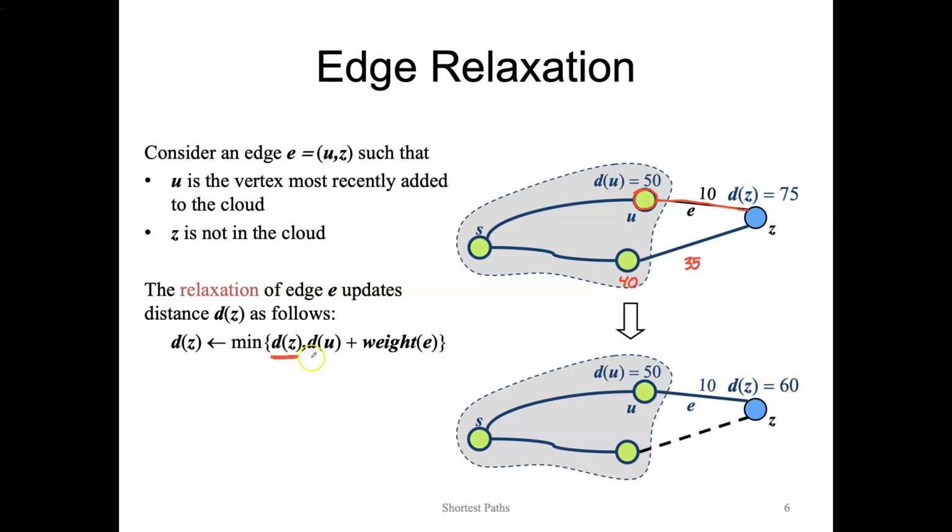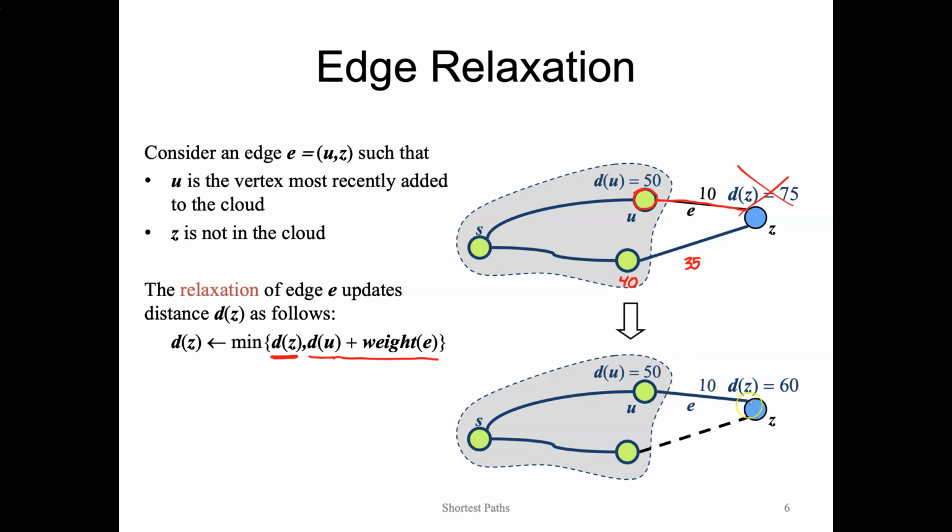Or this edge gives us an even shorter path, and the length of that path is however much it costs to get to vertex U plus however much it costs to go through this edge. So this gives us one possible path in which we can get to Z. We just want to figure out if the length of that path is better than what we had before. So in this case, it is. We have 50 steps to get to U plus 10 steps to get through this edge E, since this is the weight of that edge. And our resulting value is 60, which is better than what we had before.